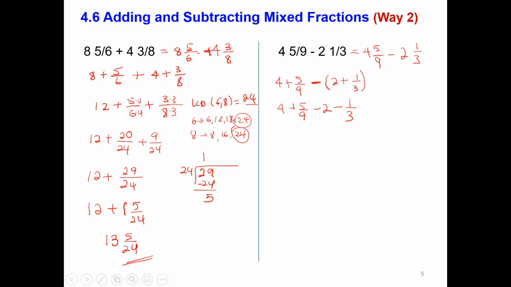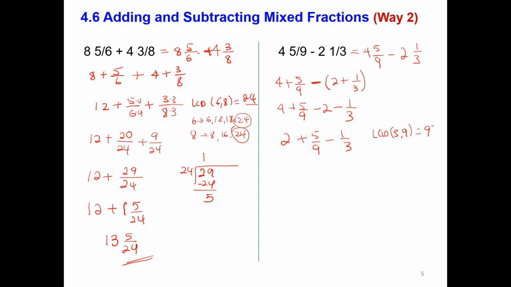Now in this case, what we have to do is subtract the whole parts. 4 minus 2 is 2. Yes, 4 minus 2 is 2. And we have to do the same with the fractional part, but we have different denominators. Then we need to find the LCD of 3 and 9. Sorry, it's 9.